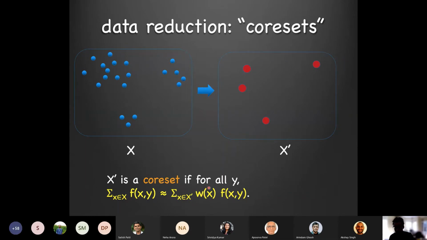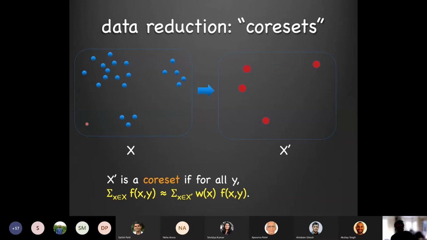And you have to put these weights on the data points, if nothing else because the number of terms has changed a lot. There are many fewer points in X prime than X if you want to get significant savings. But also because you might be doing some kind of importance sampling. You might not choose every point with the same probability.